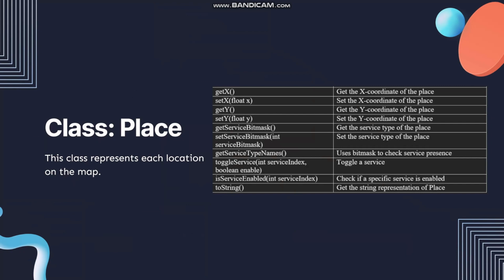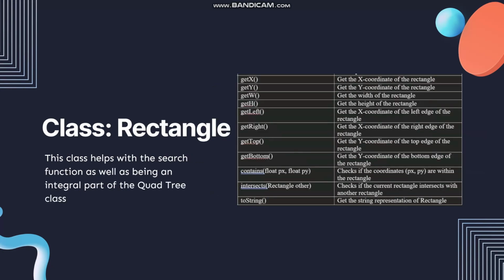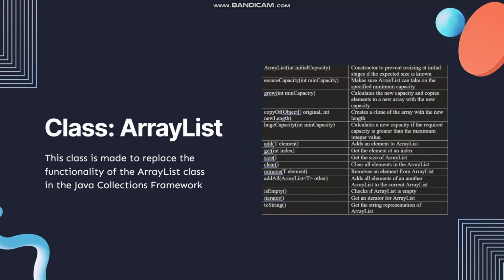The Place class is used to represent each location on the map, and these are its methods and description. The Rectangle class helps with the search function, as well as being an integral part of the QuadTree class. These are its methods and description. The ArrayList class is made to replace the functionality of the ArrayList class in the Java Collections framework. These are the methods and description.